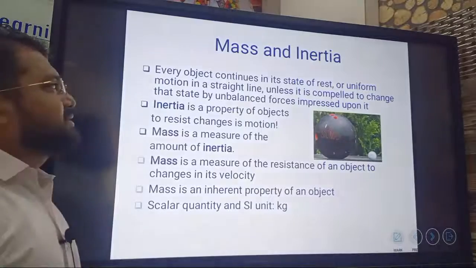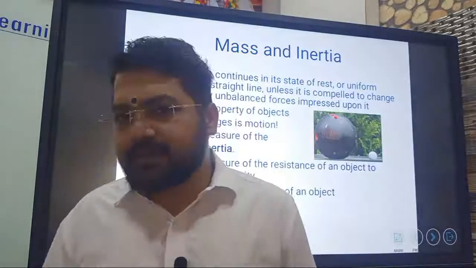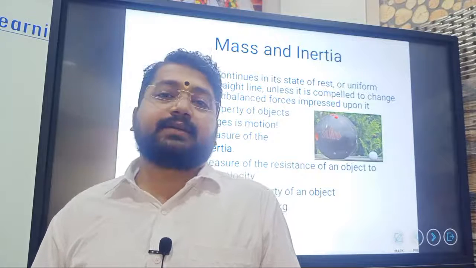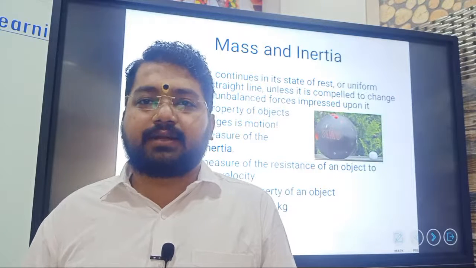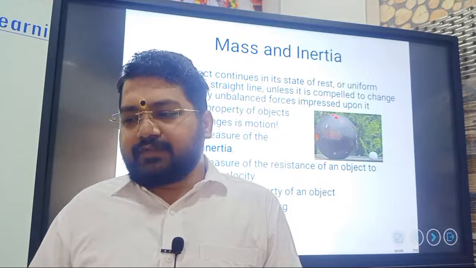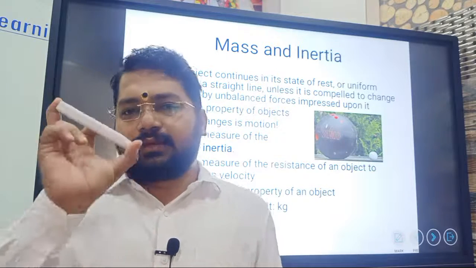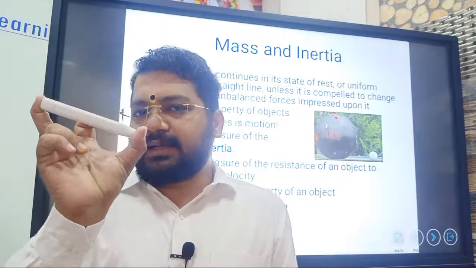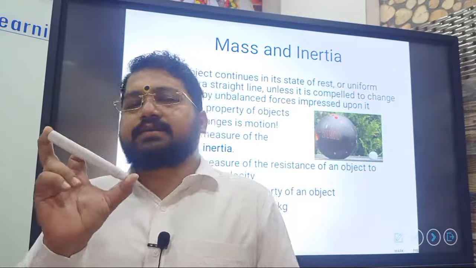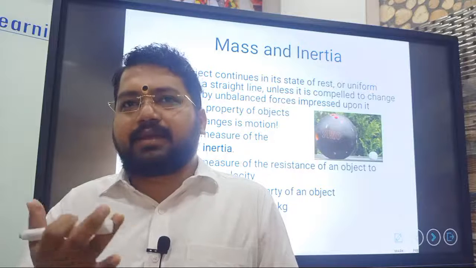Okay. Mass and inertia. Now what is mass? The matter contained by the body is nothing but the mass. Its unit is kg and it is scalar. Weight is a vector, but mass is a scalar. Sir, then what is the difference between mass and weight? The quantity of material that this object consists of is its mass. So let us take this marker. This marker has a mass of 20 gram, for example. So the mass will remain unchanged everywhere.